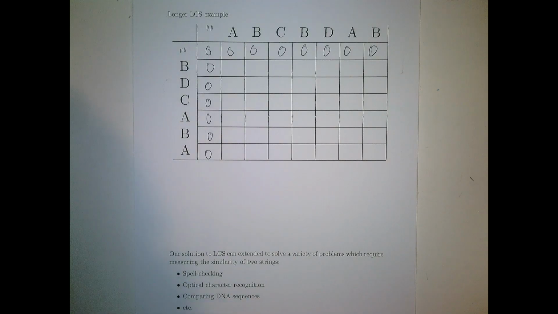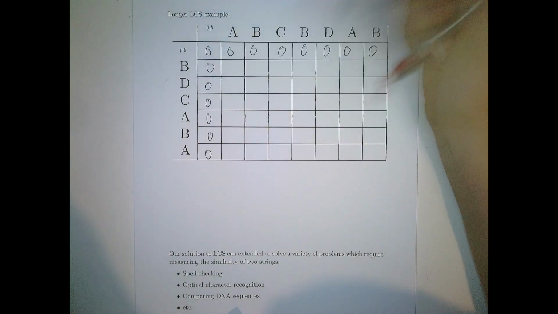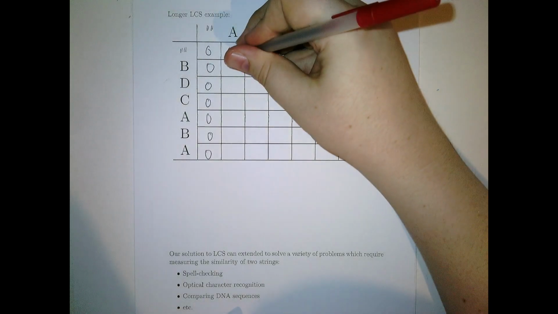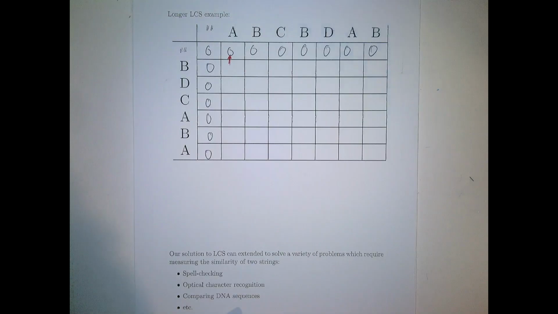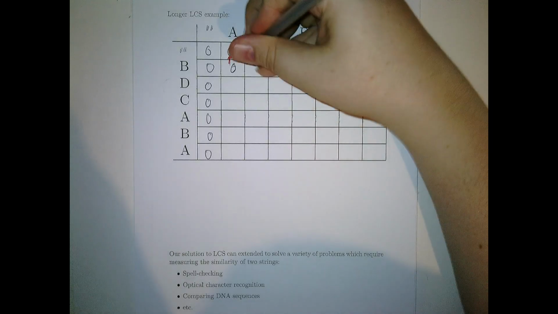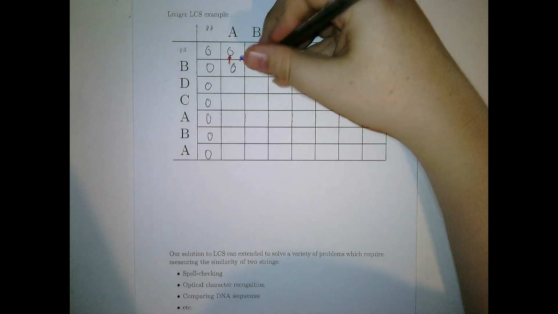When we have to choose the max of two equal numbers, I'm just going to pick the top one. I'll use red arrows to indicate which one I take the max from. So A and B don't match, so we're going to take the max of our neighbors. The neighbors are the same, so I'm just going to take the top number. Doesn't really matter, right? They're both 0. But here we already have a match. It's B versus B. Cool. So that means we're going to take this number and add 1.